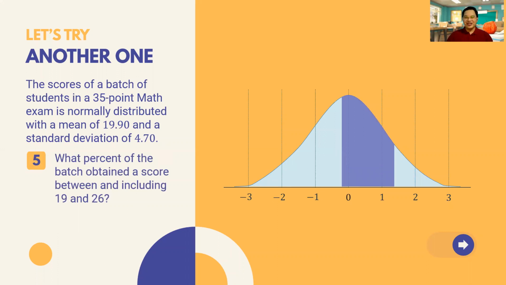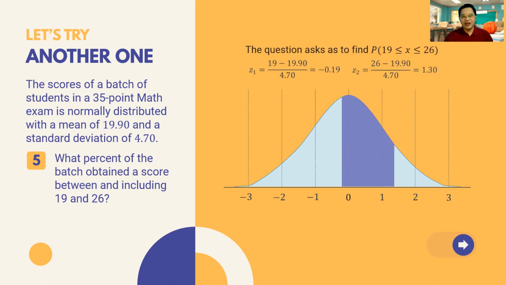All right, let's continue with question number 5. So now we're asked what percent of the batch obtained a score between and including 19 and 26. So we need to convert both of these scores into their corresponding z-scores. And when we do that, we should find that z sub 1 and z sub 2, corresponding to the scores 19 and 26 respectively, should be equal to negative 0.19 and 1.3.